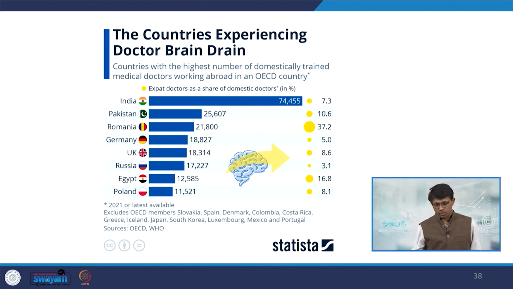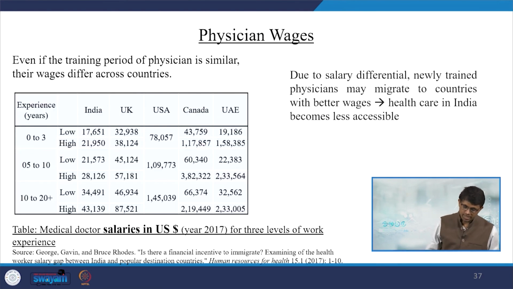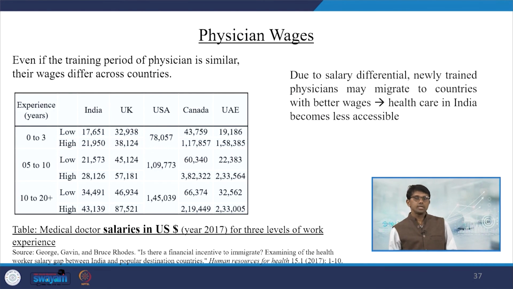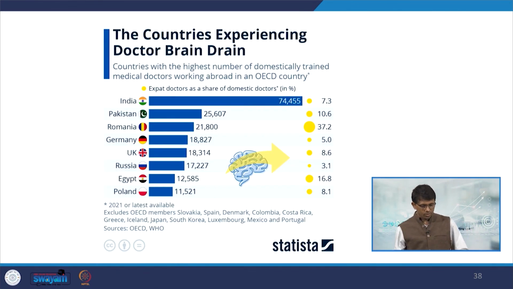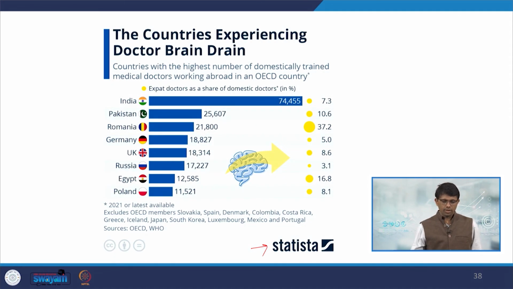You can see the highest is noted in India, because the wage rate is very different. For India, UK, US, Canada and UAE, in PPP terms, the salaries in US dollars in 2017 are given, and India's figures are much lower. Hence, doctors or physicians prefer to migrate to countries where they will earn better. We are referring to the Statista database. It is also available in our institute. You can also refer to the online documents for the record.